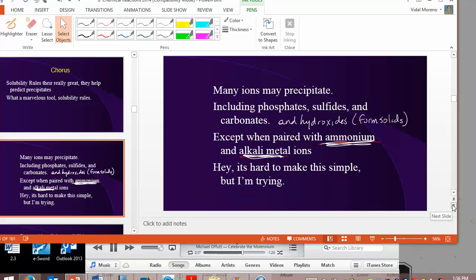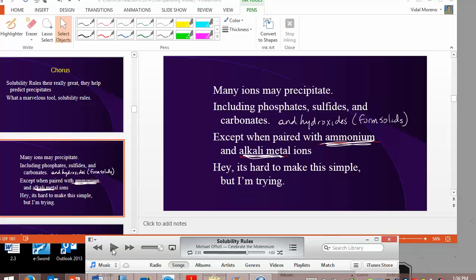Many ions make precipitates, including phosphates, sulfide, and carbonate, and hydroxide, except when paired with ammonium or alkali metal ions. Hey, it's hard to make this simple.